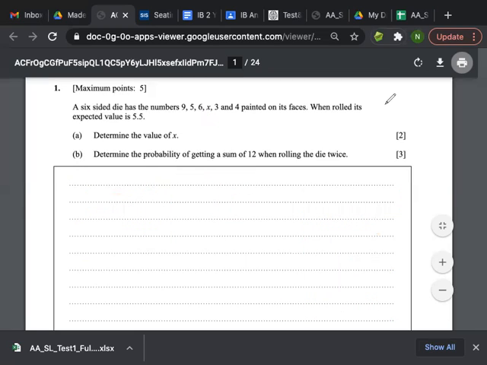How are we writing it in the test? Are we just writing 3 over 36? Yes, for that one, because it says determine, you don't have to explain it. You can just write it.